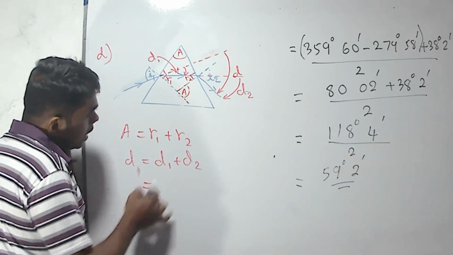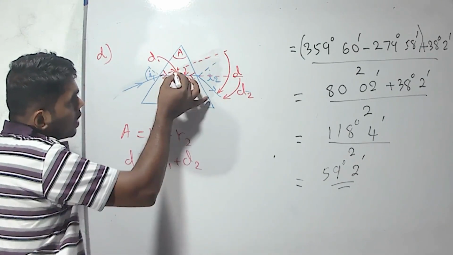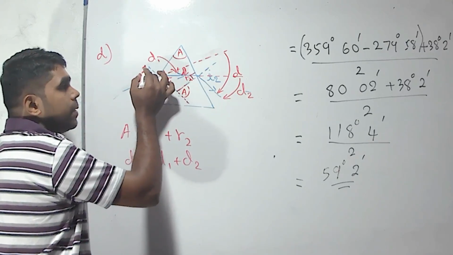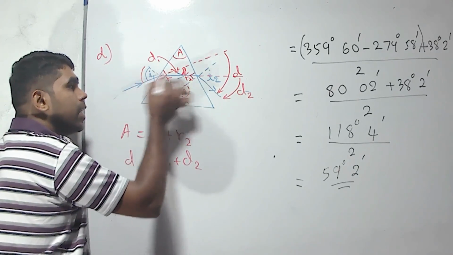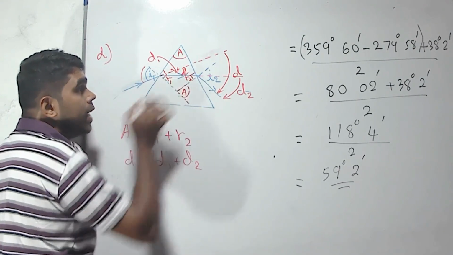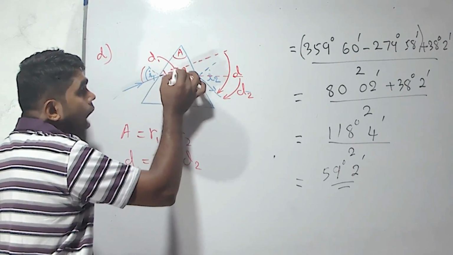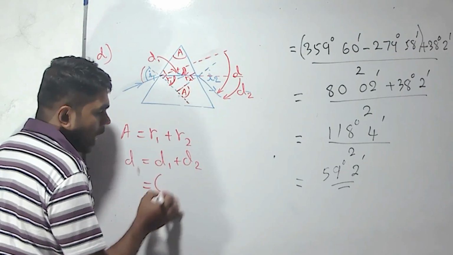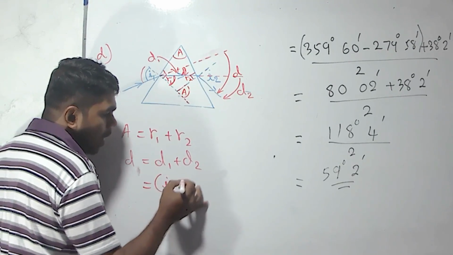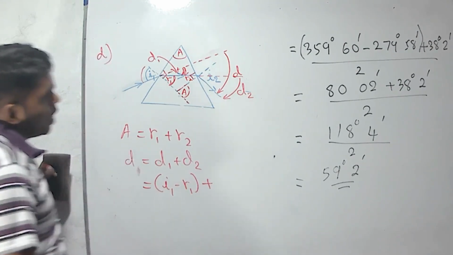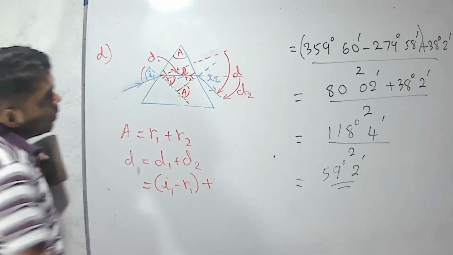We can write D1. D1 is this angle. We know that this I1 angle equals this full angle, vertically opposite. Then we can write D1 is I1 minus this part, it means R1. So D1 is I1 minus R1, plus, then we can get D2.